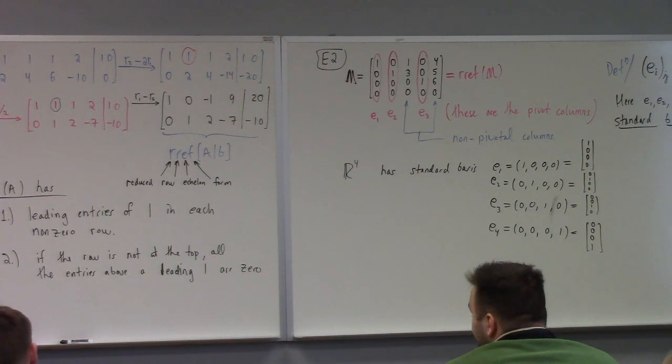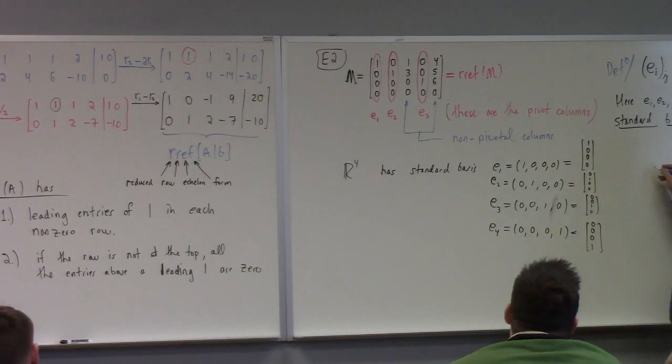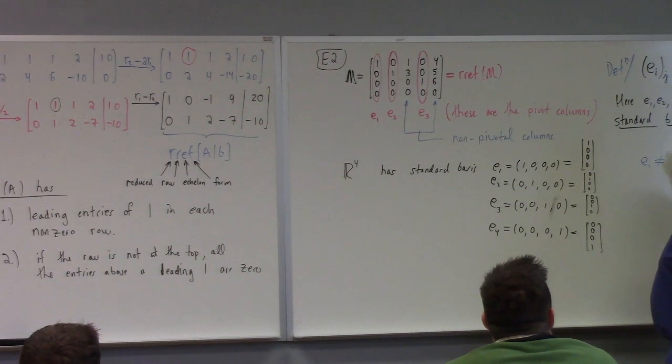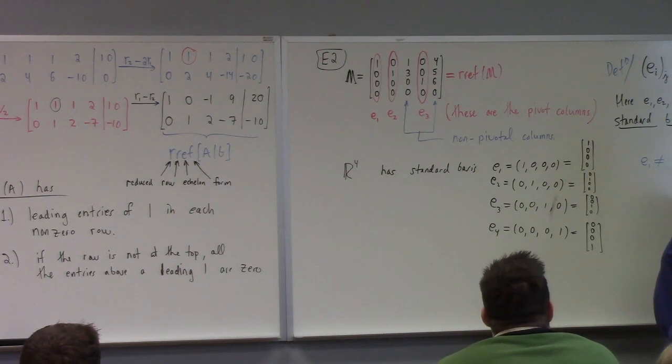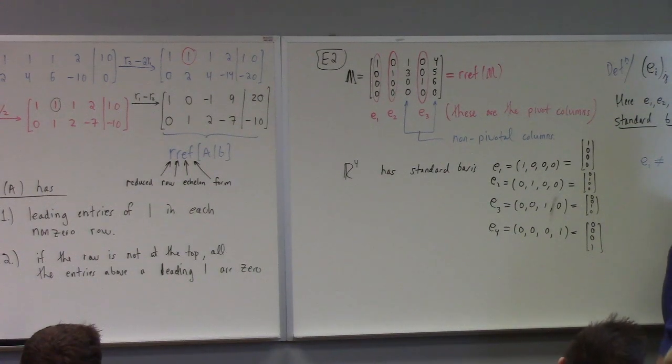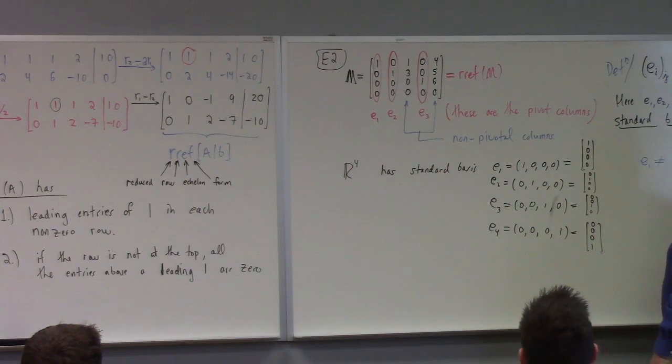Watch what I'm doing here. This is a little bit subtle. E1 is not equal to [1, 0, 0, 0]. This is a row vector. This is a column vector. They don't have the same size. All right?